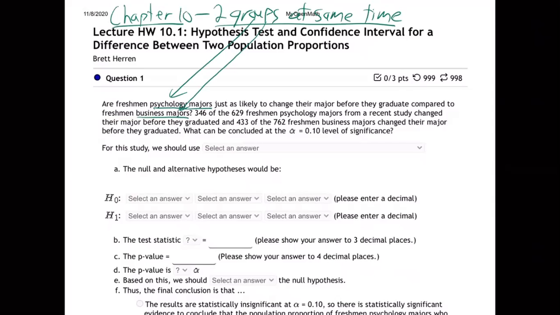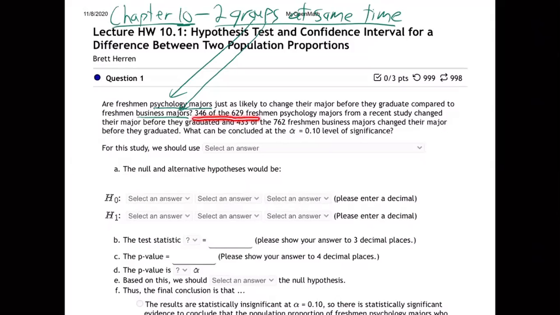So the stuff in chapter 9, we just had 1 group at a time, right? They would give us maybe just the psychology majors, and they would say, hey, for these psychology majors, what percentage of them change their major before they graduate? Is it more than 10% or less than 10%? It'd be something like that. That was in chapter 9. But now in chapter 10, we want to compare 2 groups at the same time. So are psychology majors or business majors more likely, or are psychology just as likely is really what they said, right? Just as likely. Okay, let's read on.